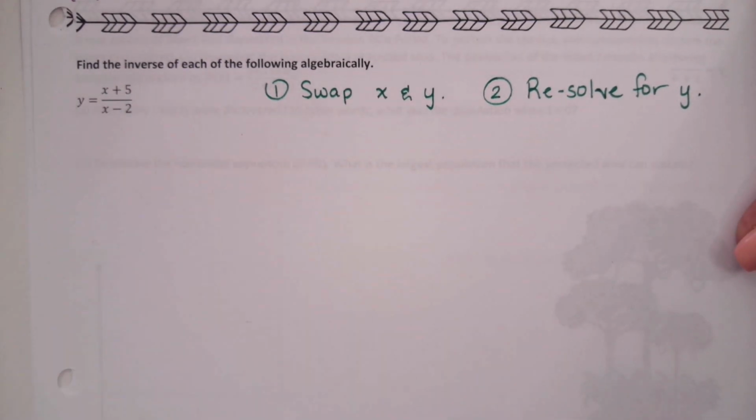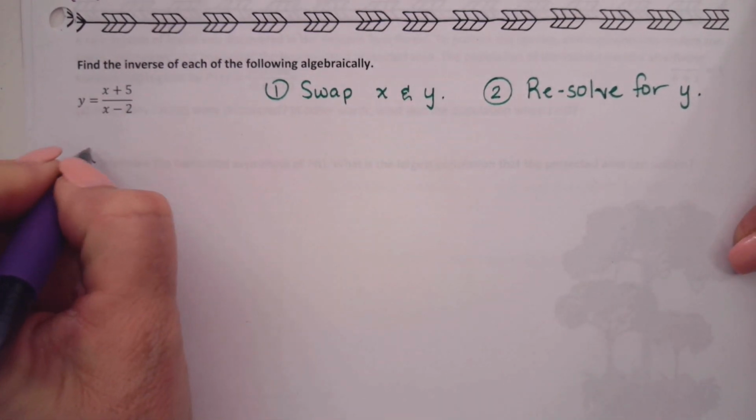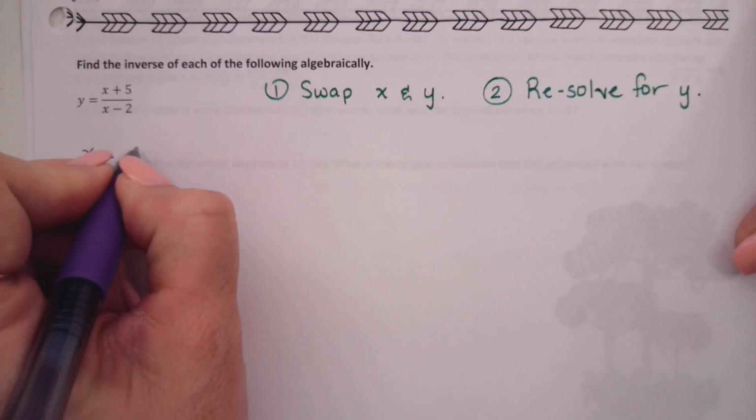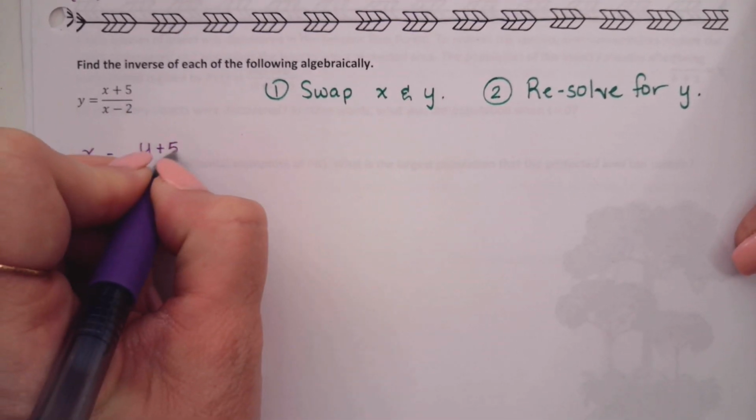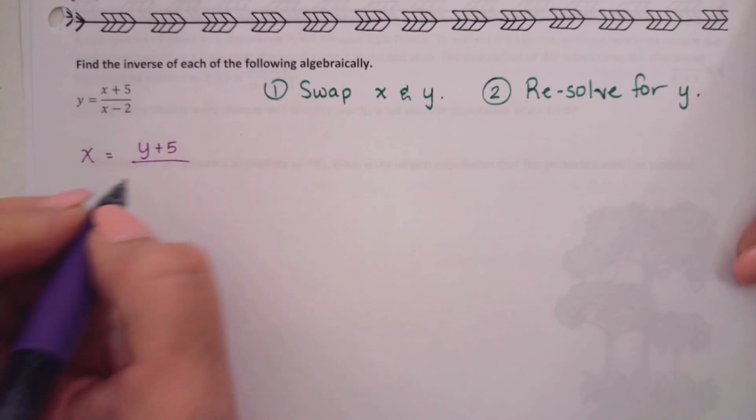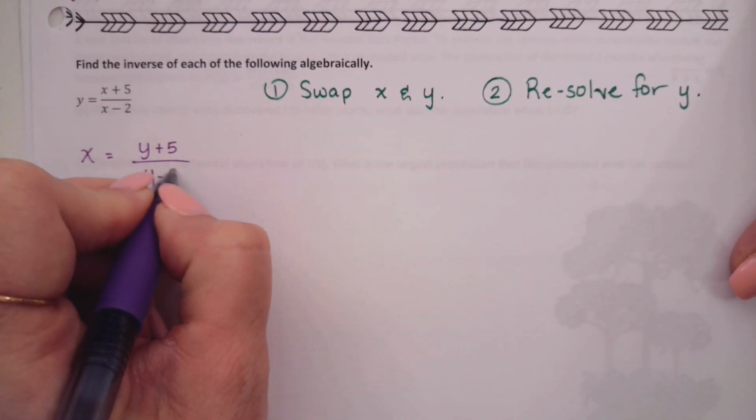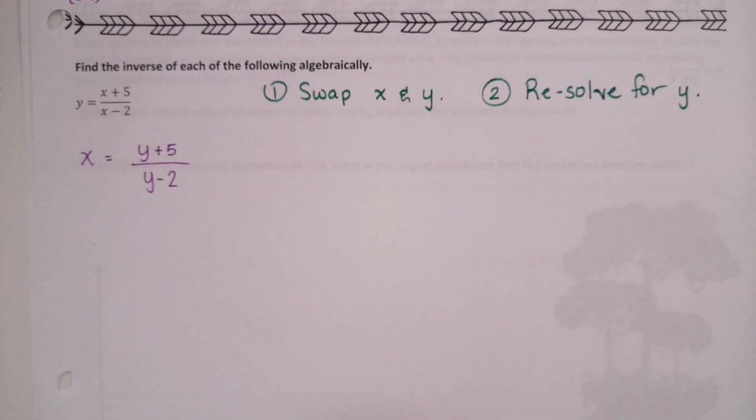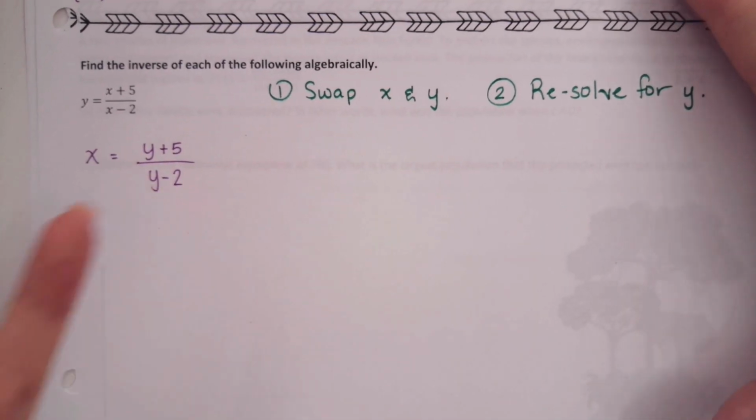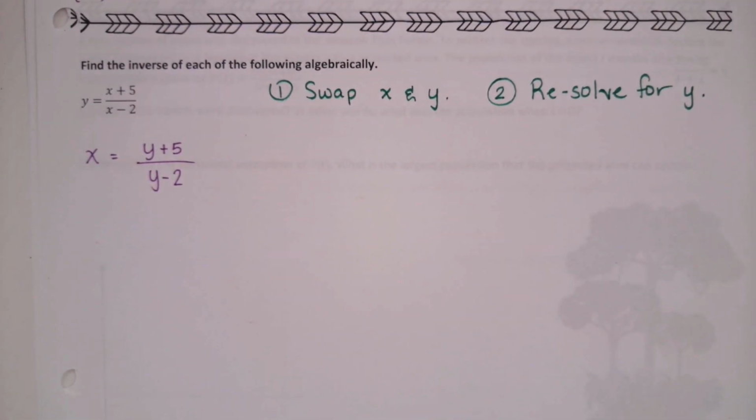So I'm going to start by swapping my x and y. So instead of y equals, I'll have x equals. Instead of x plus 5 on the top, I'll have y plus 5. And instead of x minus 2 on the bottom, I'll have y minus 2. So what happens when we swap the x and y is it creates two y's. Can I just cancel them out? No, that would be silly and pointless because then you wouldn't even have a y to resolve for.